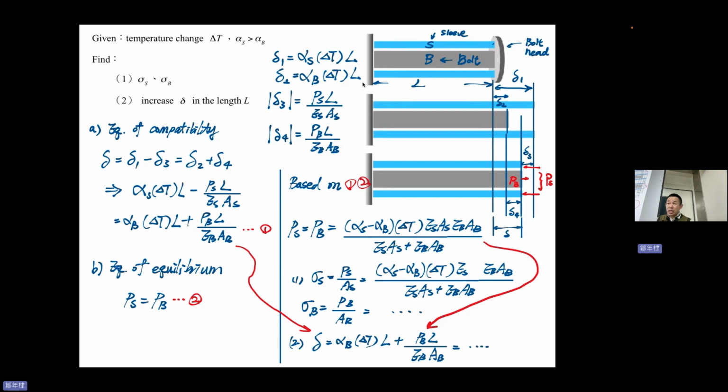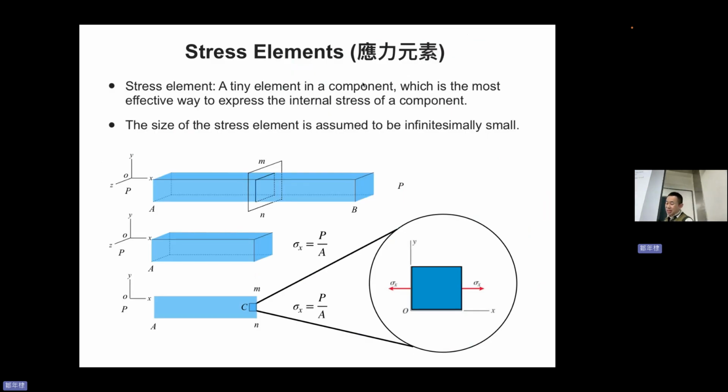Right. Next one is stress element. Very important. Stress element is a tiny element in the component, in the material. You can imagine that it is the most effective way to express internal stress. And we can assume that the stress element is infinitesimally small, 无限小.